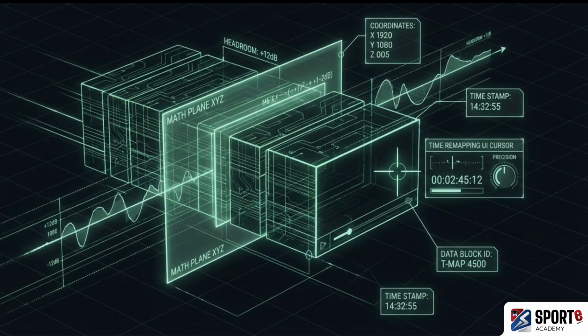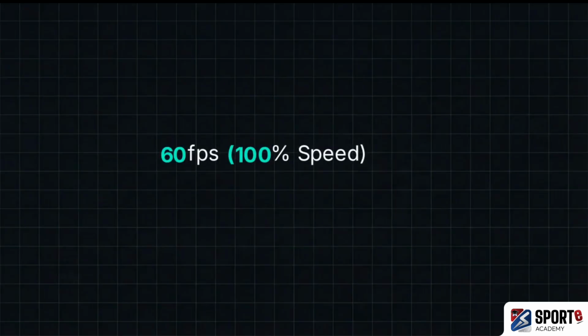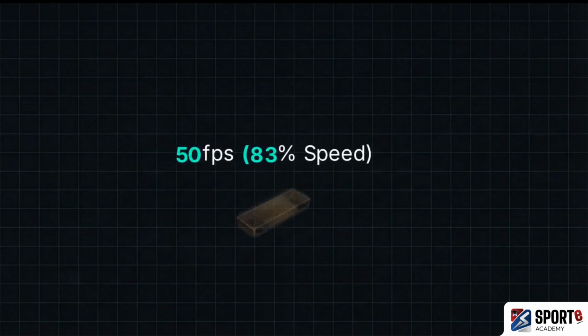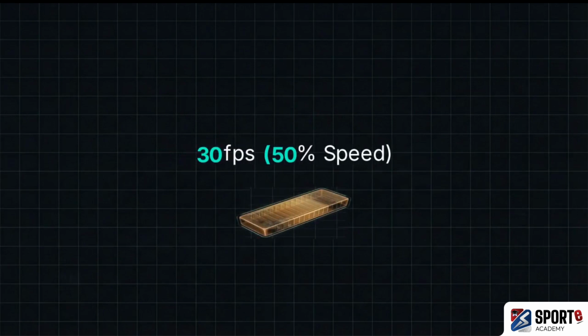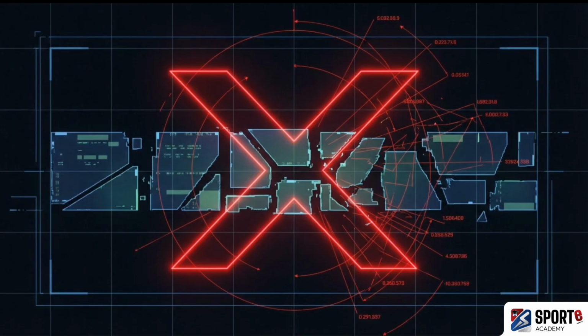This 60 FPS baseline also gives you vital mathematical headroom. If you record and edit at 60 frames per second, you can slow your footage down to 50% speed and still maintain a smooth 30 frames per second. This prevents the choppy, stuttering artifacts that ruin amateur edits.